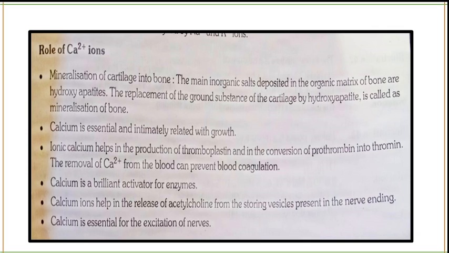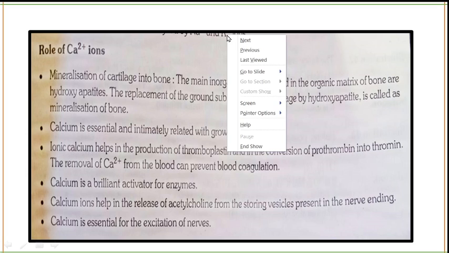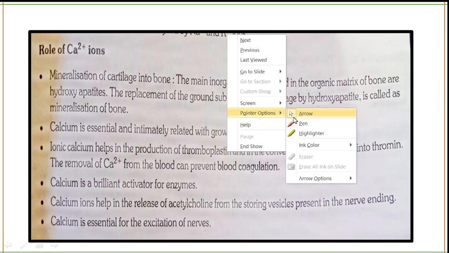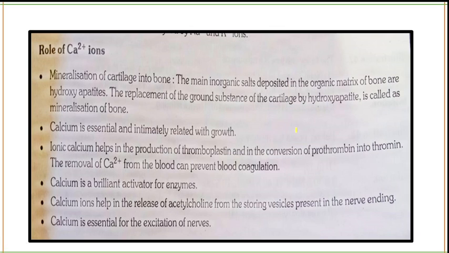Now the role of calcium ions. As you know, calcium ions help in the mineralization of cartilage into bone, and this is a very important point. Calcium is also important for growth. Ionic calcium helps in the production of thromboplastin and in the conversion of prothrombin into thrombin. For the coagulation of blood, what you need is calcium ions. Without calcium ions, blood coagulation cannot be done.